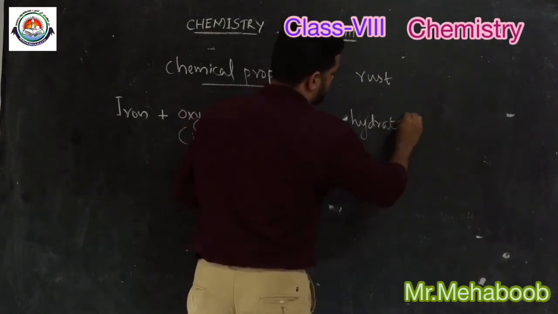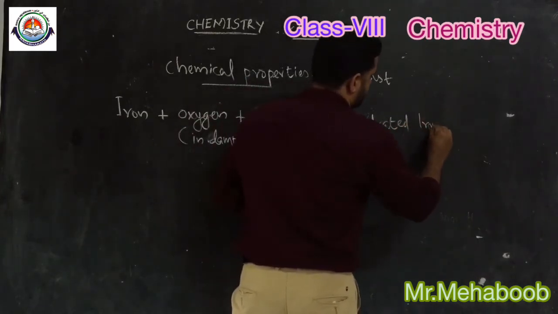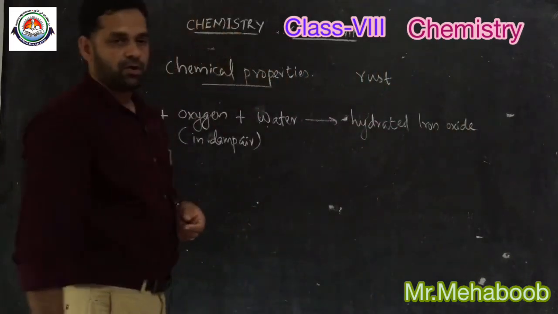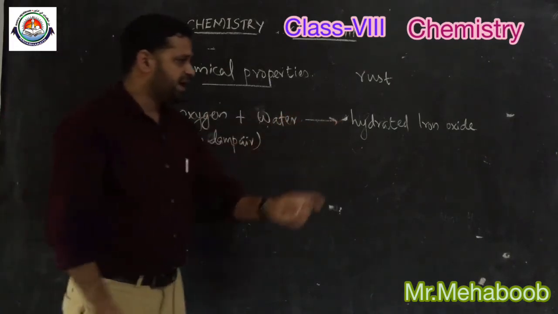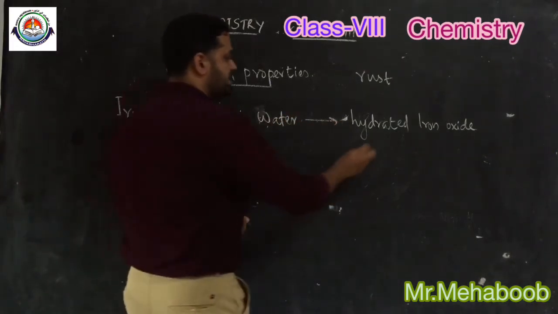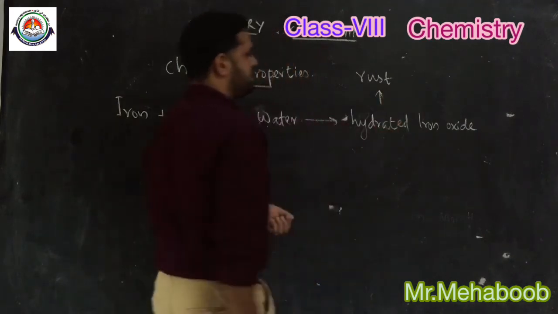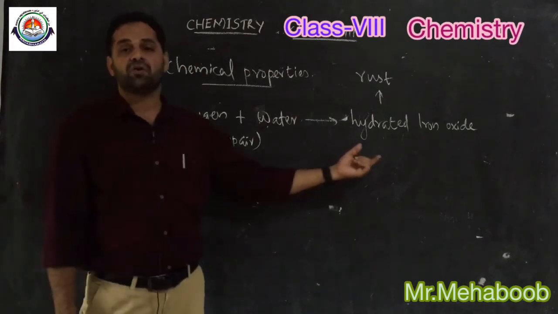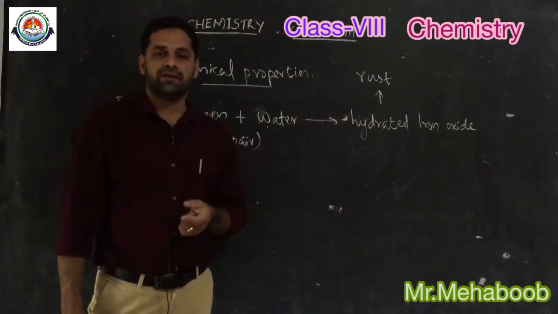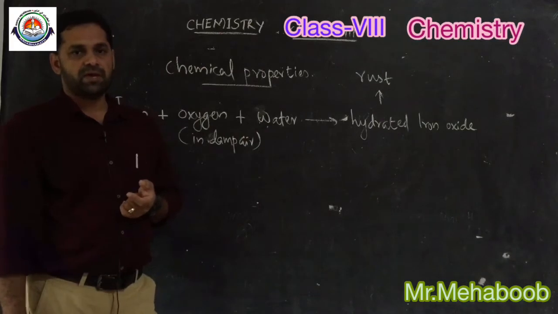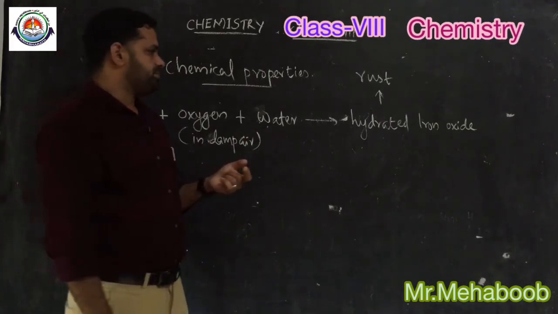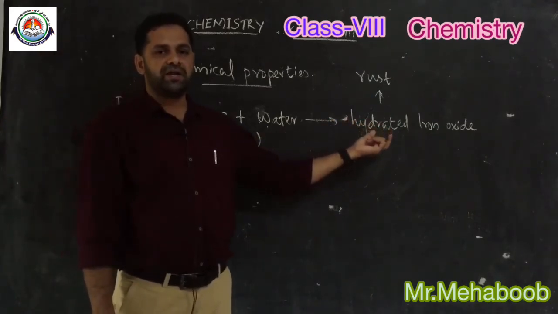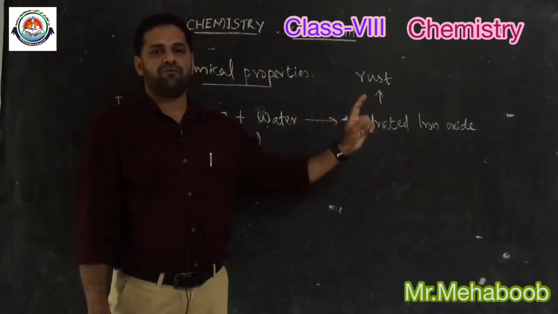It forms hydrated iron oxide. This hydrated iron oxide is called rust. Hydrated iron oxide, or hydrated ferric oxide, is called rust. So, this rust is hydrated iron oxide. It is an oxide form of metal.